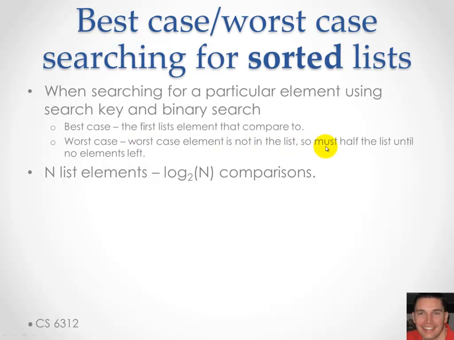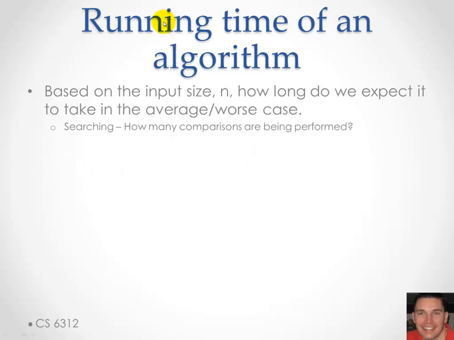And the worst case here is the element's not in the list. So we have to keep halving the list and halving the list until there's no longer any elements in our list. If our list is of size n, it actually takes log base 2 of n comparisons to keep cutting our list down. What is the running time of our algorithm then?